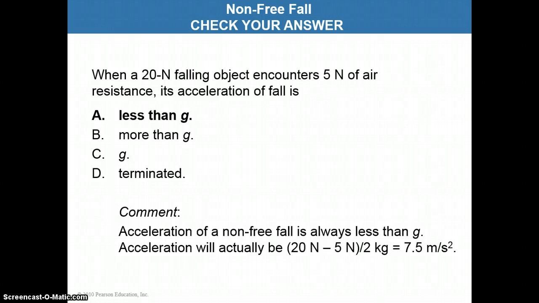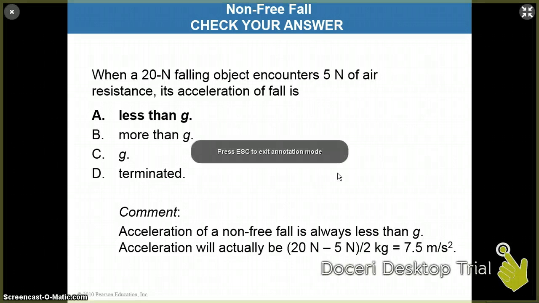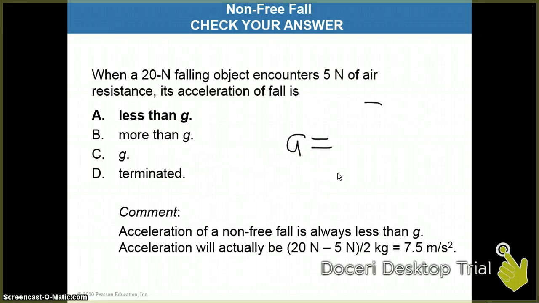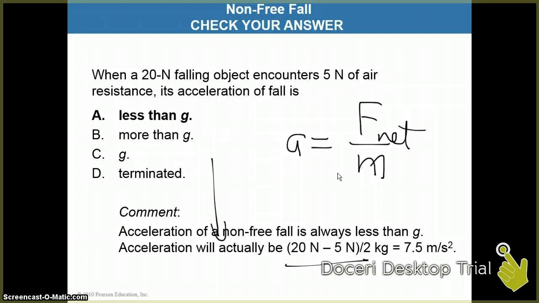In this case, it would actually be 7.5 meters per second squared, and the way you get that is from Newton's second law. Acceleration is equal to the force divided by the mass. Remember, this is the net force. So the net force is 20 newtons minus 5 newtons. 20 newtons down and 5 newtons up. So 20 newtons minus 5 newtons. And then the mass of the object is 2 kilograms. So you divide by 2 kilograms and you get 7.5 meters per second squared.